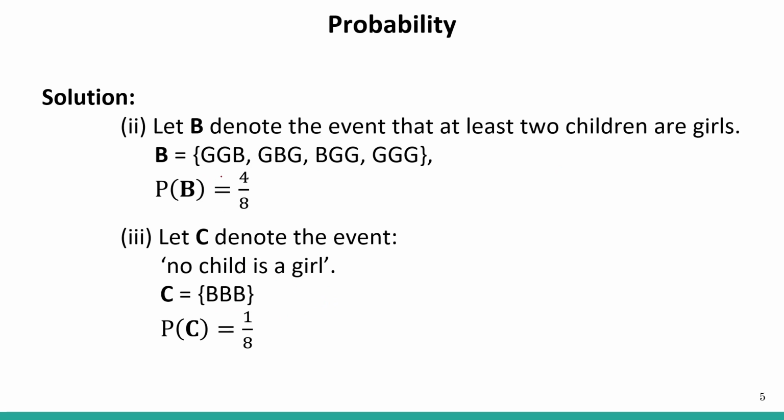In a similar way, for the condition that at least two children are girls, we can filter out 4 options from all the 8 options in the sample space. What we are left with is only 4 cases: boy, girl, girl; girl, boy, girl; girl, girl, boy; and girl, girl, girl. So the probability of B will be 4 by 8. Let's see the third case, where we denote the event that no child is a girl. The only possible option for this is boy, boy, boy. So the probability of the C case will be 1 by 8. That is the reasoning.